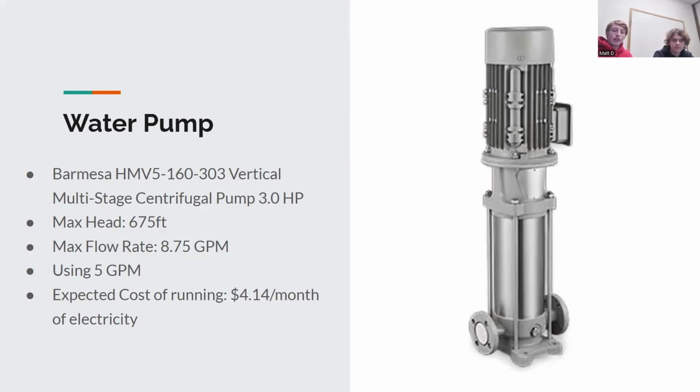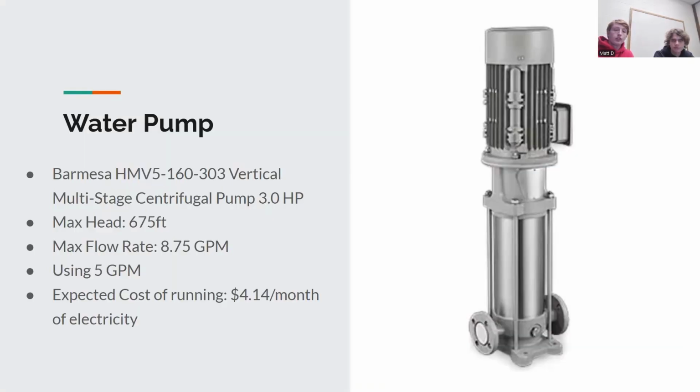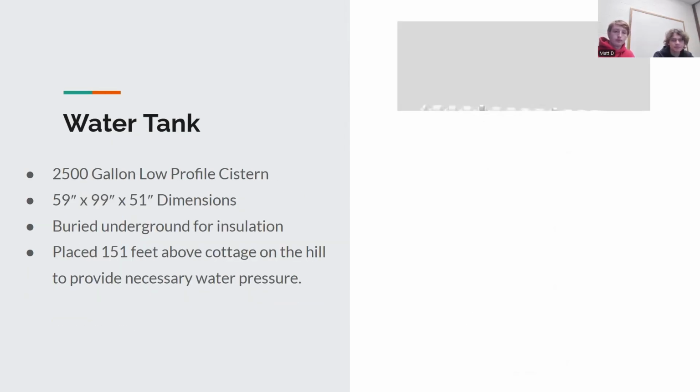And if we go back to looking at our water usage table real quick, you can see that the total usage of the 4 people in the house per day is 240 to 250 gallons a day. And so 300 gallons per hour would mean that the pump only has to be run 1 hour per day. And that is where our expected cost of running comes from, which would be $4.14 per month of electricity.